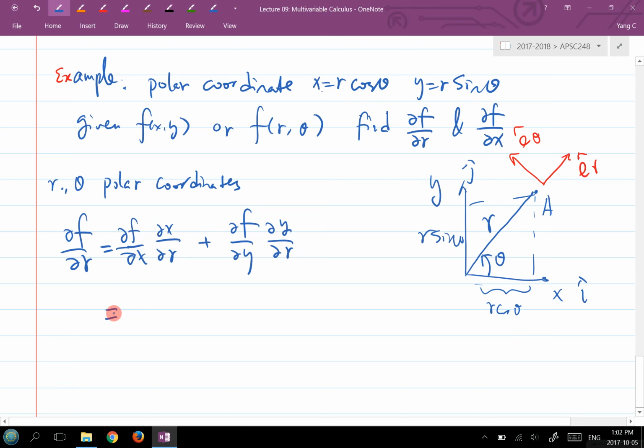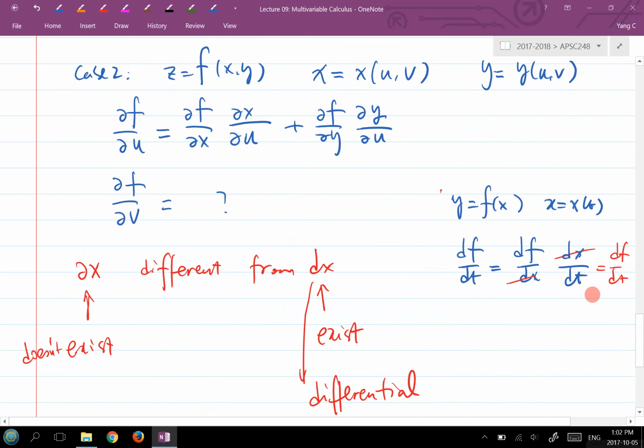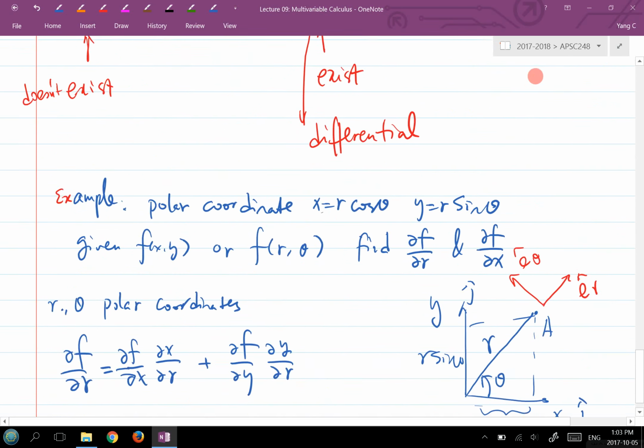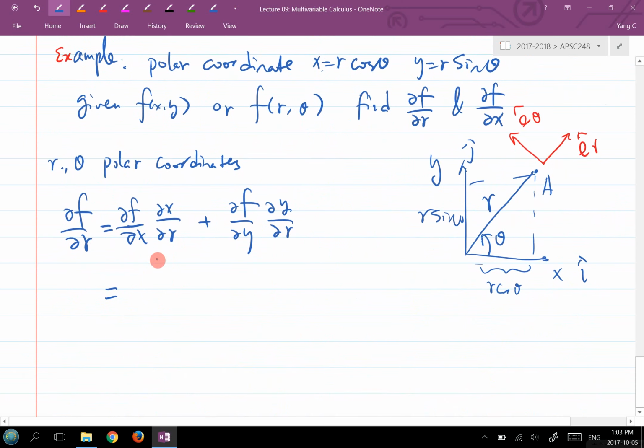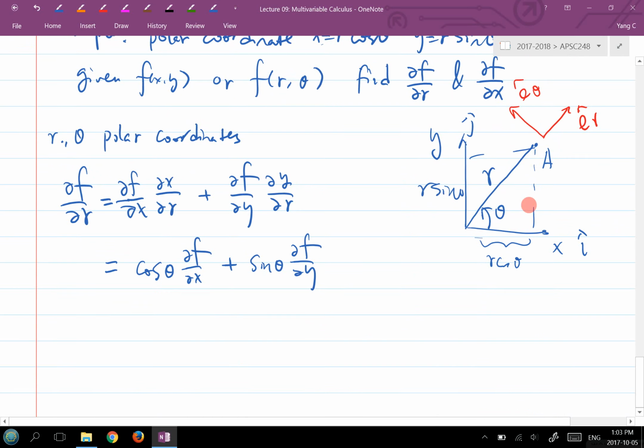Which one is it again? That chain rule is actually the second case. So you do this calculation. The question didn't give you the function f of x, y, so we can keep partial f over partial x as it is. But we do know what x is. x equals r cosine theta, so partial x over partial r is cosine theta, times partial f over partial x, plus sine theta times partial f over partial y. So that's your partial f over partial r.